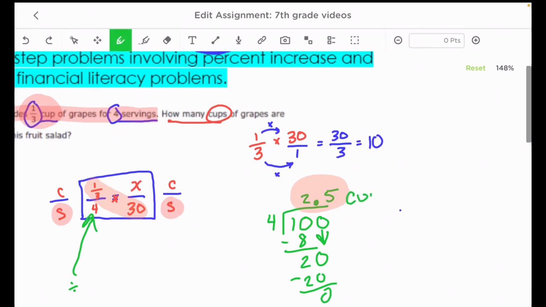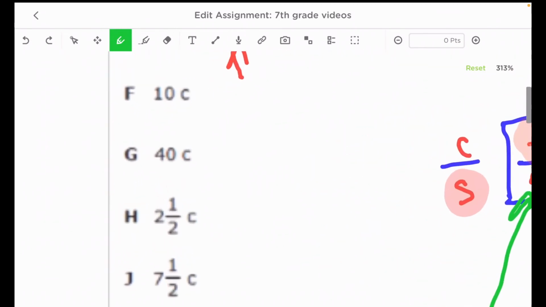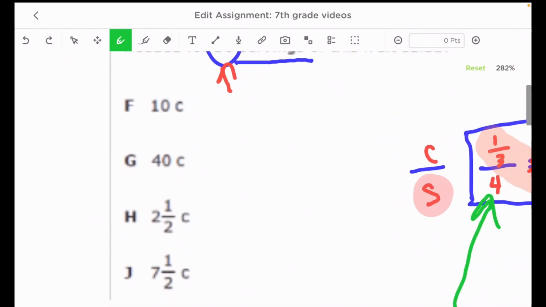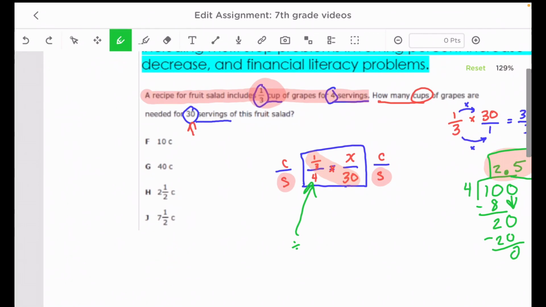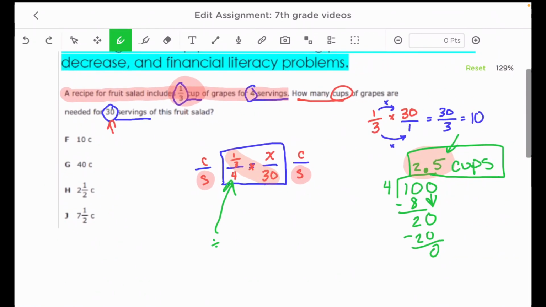Now, I'm going to look at my answer choices over here, and see which one is 2.5 cups. My answer choices are not in decimal form. They're in mixed number form. If you wanted to do it the long way, you could convert this 0.5 into a fraction. But since it is one of our benchmark fractions, we know that 1/2 equals 0.5 or 0.50.